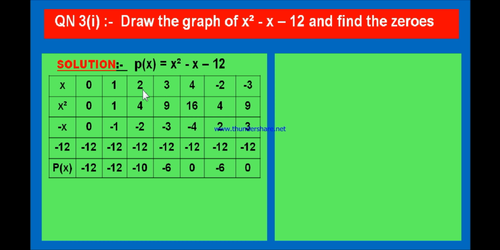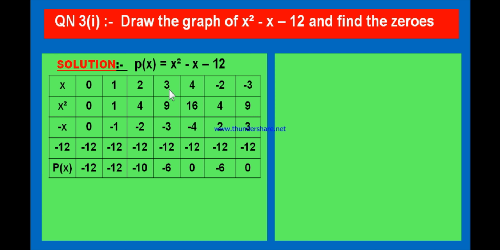Now take x is equal to 2. If x is equal to 2, then x square, 2 square, 2 into 2 is 4. Minus x means minus 2 and minus 12. Add these three values. In order to add these three values, first of all add negative values and positive values separately. Positive value is only one, that is 4. Whereas negative values, minus 2 minus 12 is minus 14. Minus 14 plus 4 is minus 10. Therefore the third point on the graph is (2, minus 10).